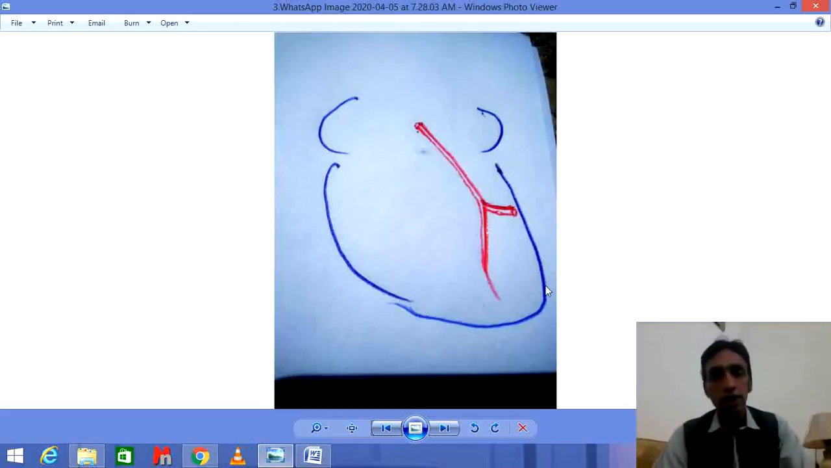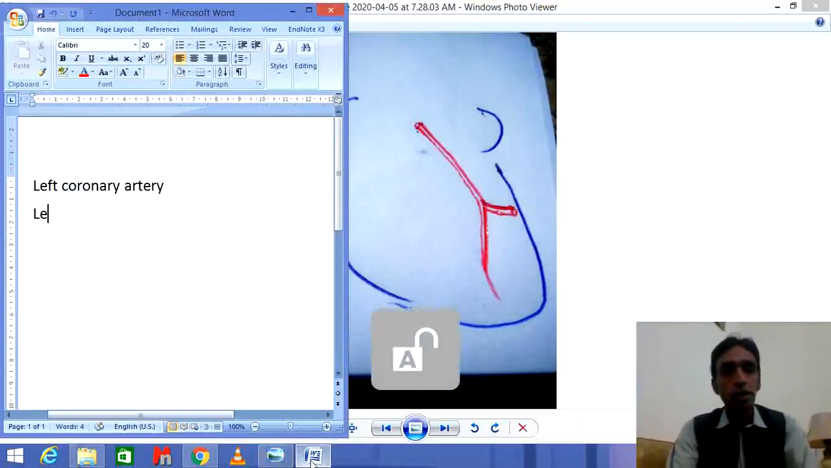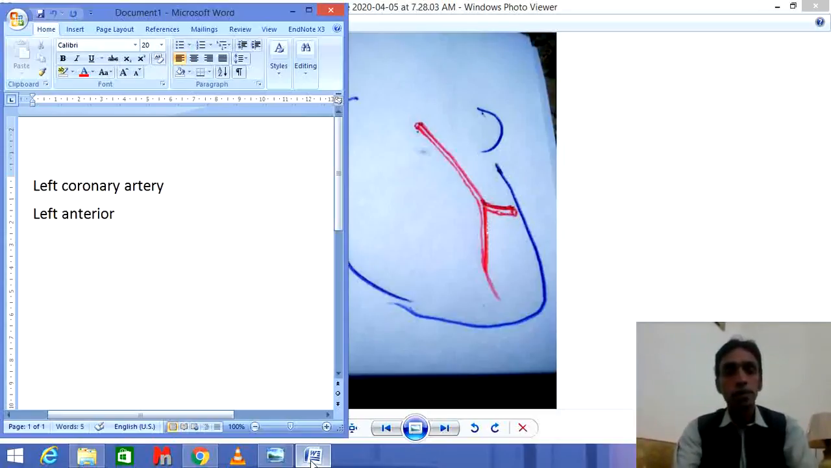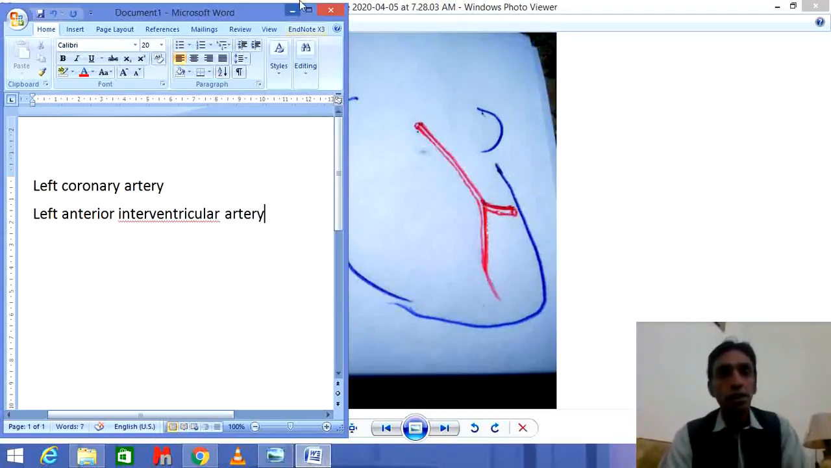We are studying the anterior side of the heart. This is not the posterior side of the heart. This is the anterior side of the heart. So this branch arises anteriorly. This branch of the left coronary artery arises from the aorta anteriorly, not posteriorly. That's why this first branch is called left anterior interventricular artery.